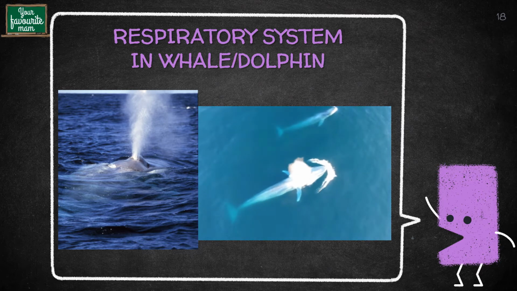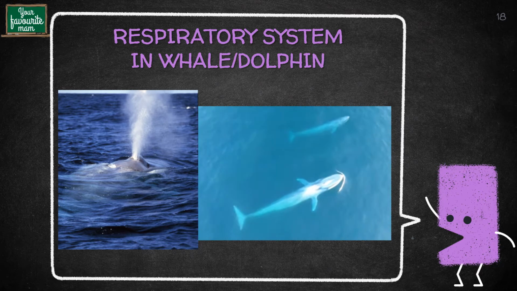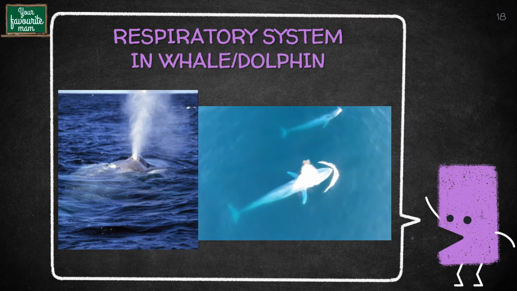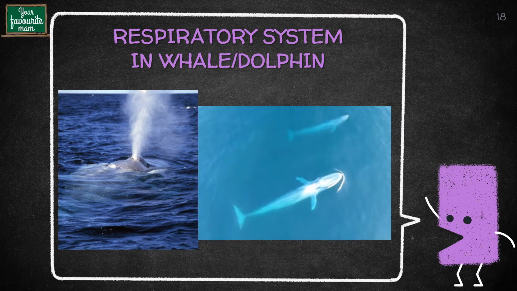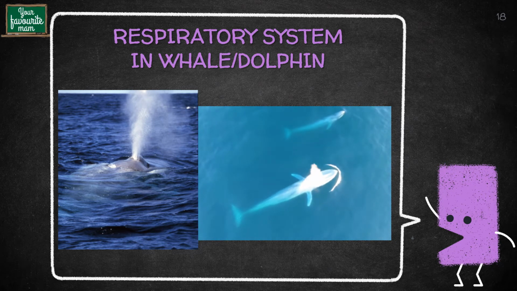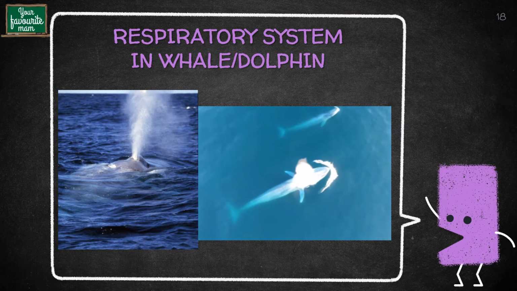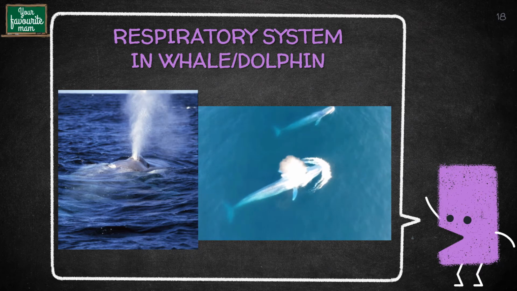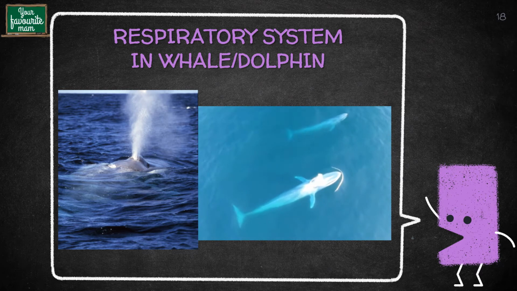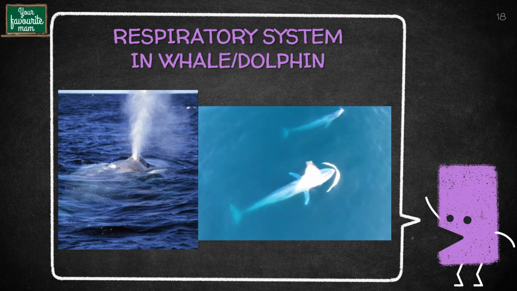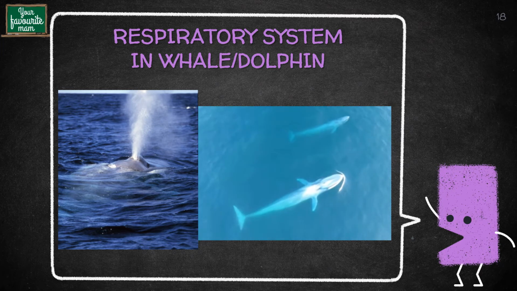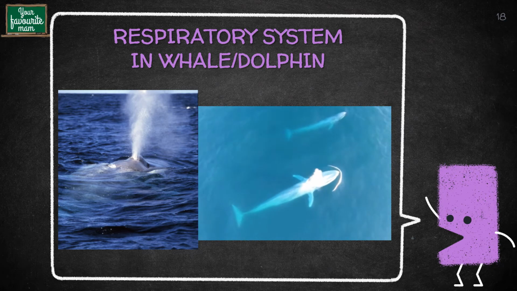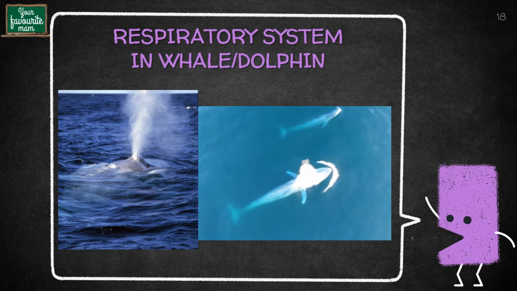Now let's talk about the respiratory system in whales and dolphins. Whales and dolphins are mammals and breathe air into their lungs, just like we do. So unlike fish, which can breathe through their gills, whales and dolphins cannot breathe underwater as they do not have gills. So they must make frequent trips to the surface of the water to catch a breath through nostrils called a blowhole, located right on top of their head, that acts as a nose, making it easy for them to surface for air.